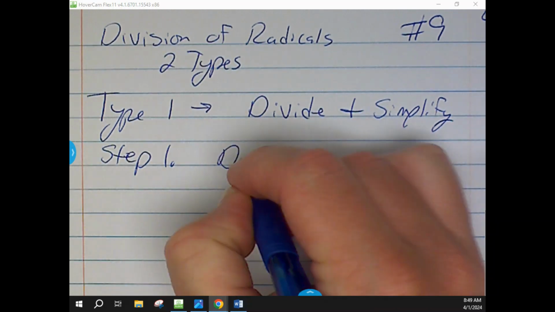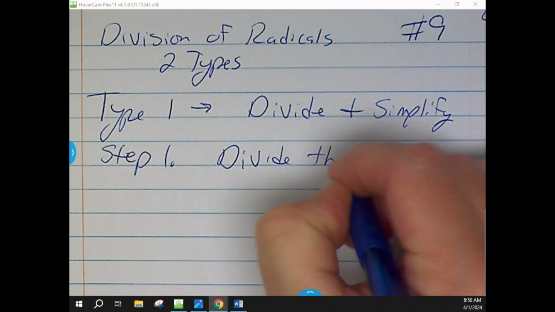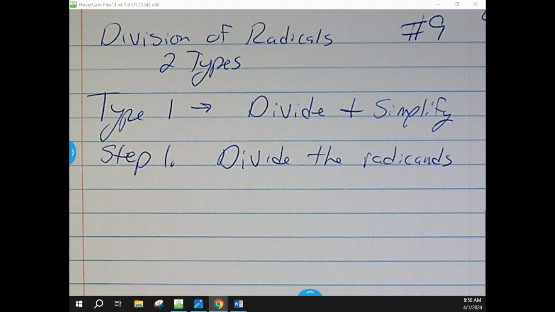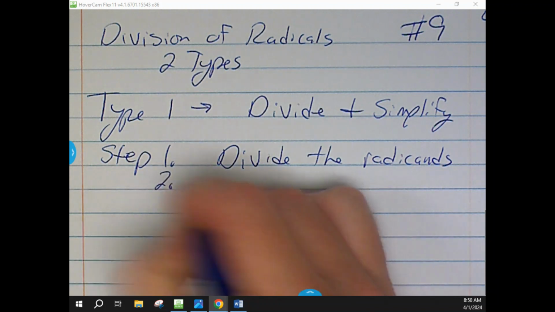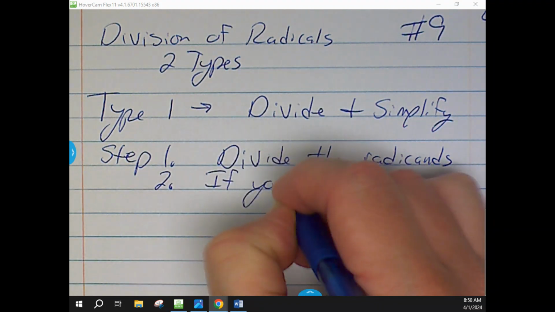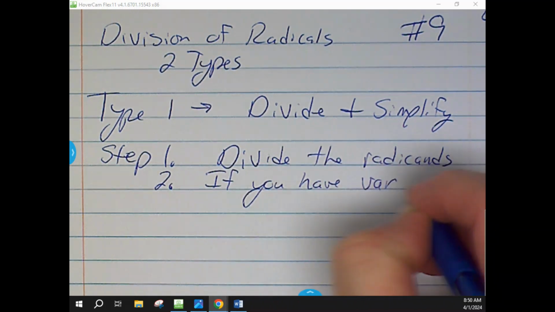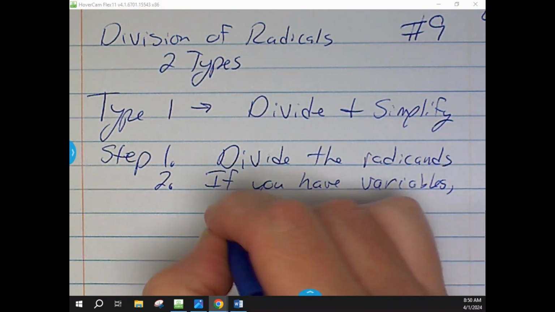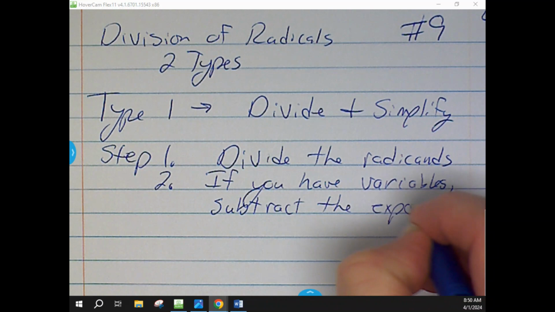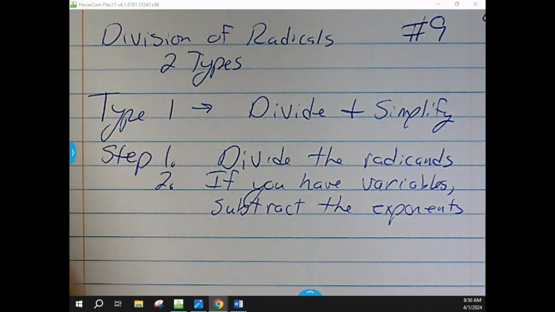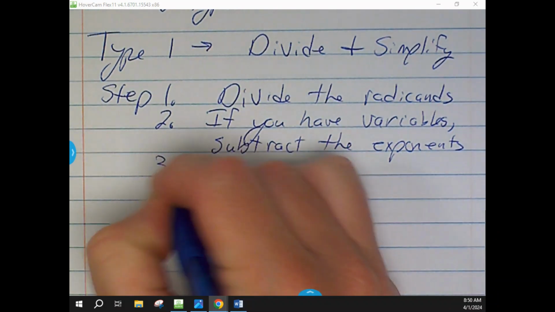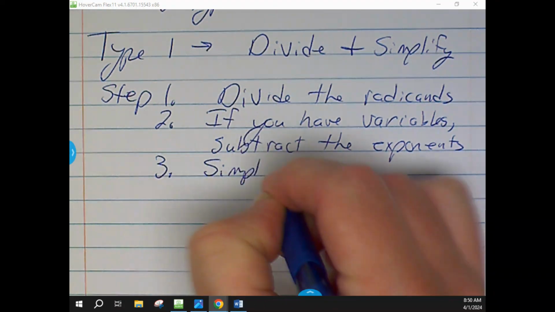So basically, here's what we're going to do. You're going to divide the radicands. Again, radicands is the inside numbers. Second step you're going to do is if you have variables, you're going to subtract exponents. And then pretty much the whole thing through this one is that, with all these parts and pieces we're going to do, you're just going to keep simplifying.